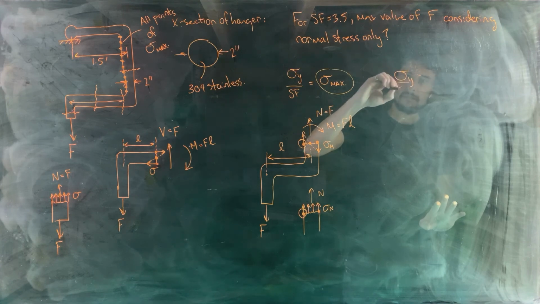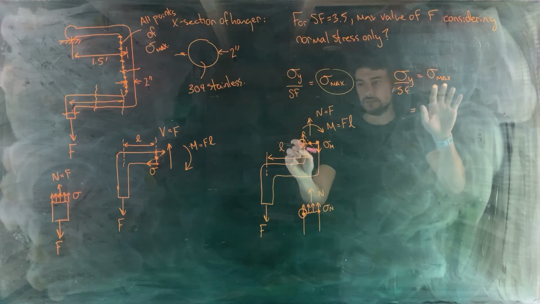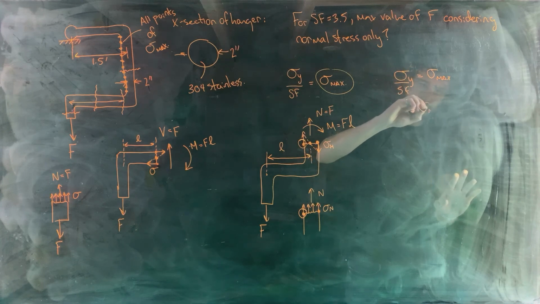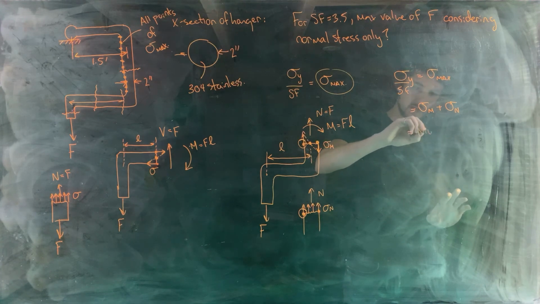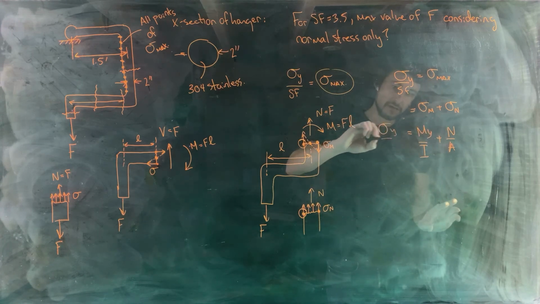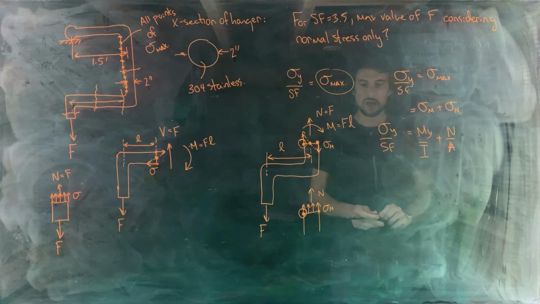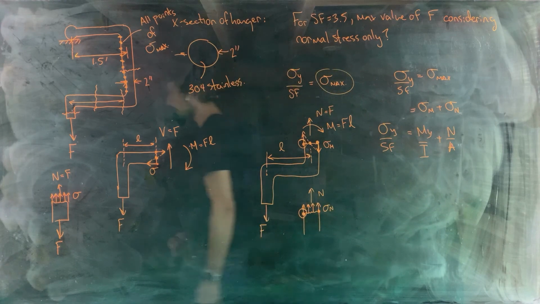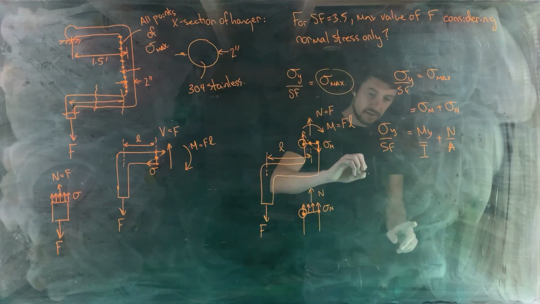So sigma y divided by safety factor is equal to sigma max, right? And now we're saying that sigma max will really be the normal stress created from the moment plus the normal stress created by the normal force. And this is going to be Mc over I, and this is going to be N divided by A, with sigma y divided by the safety factor on the other side. So we're in a position now where we can fill in numbers for everything. So sigma y comes from the material property tables. Let's see what it is for a stainless 304 in US units. 30 KSI. 30 KSI for stainless 304.